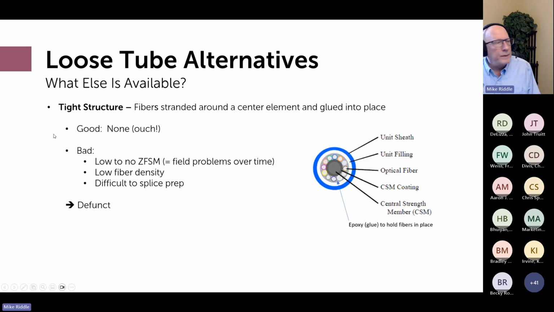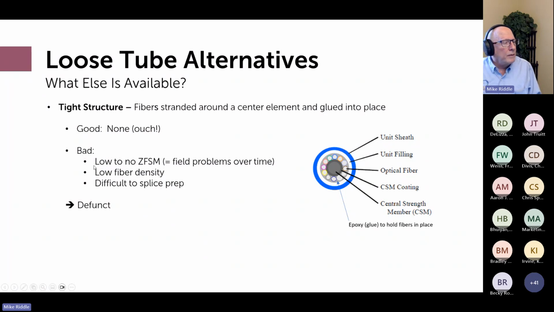And then last up is what's called tight structure, where you strand the fibers around a center element, and you glue them in place to keep them there. This is a much older technology. The idea here was thinking that you could control fiber strain. You would allow it, but you try to control it and limit it a little bit. But the truth is, there's no real good reason for this construction, at least not anymore.